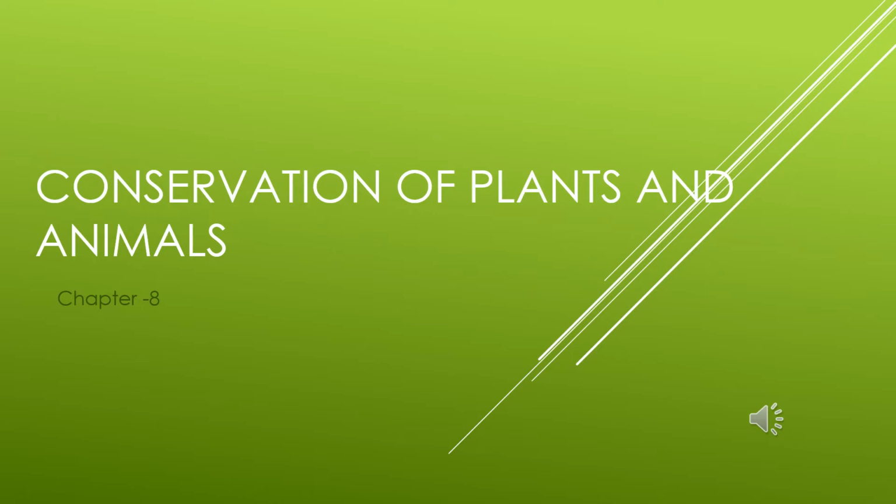Welcome back, children. Today's chapter is 8, Conservation of Plants and Animals. In this lesson, we are going to learn the interdependence of human beings and environment. The environment is nothing but plants, animals and other non-living matter. So, how our activities are affecting all these natural resources we are going to learn in this lesson.